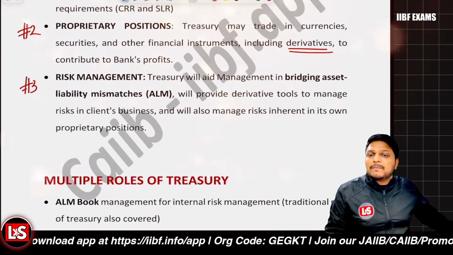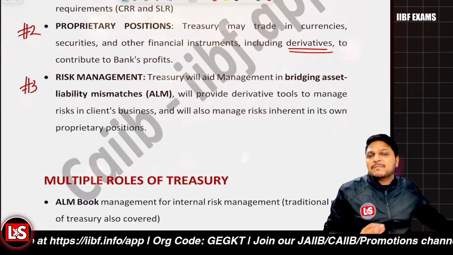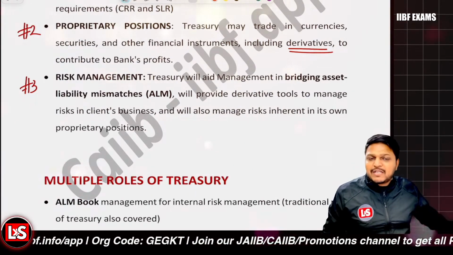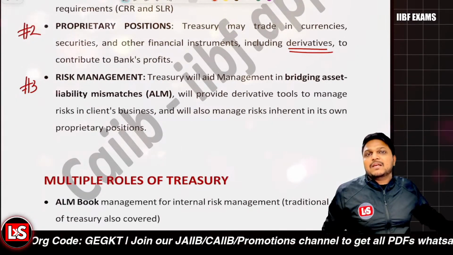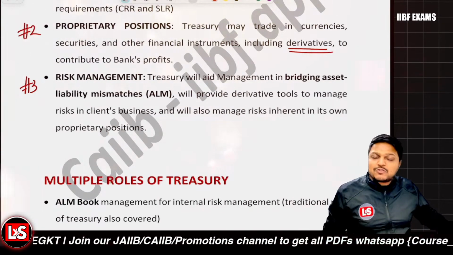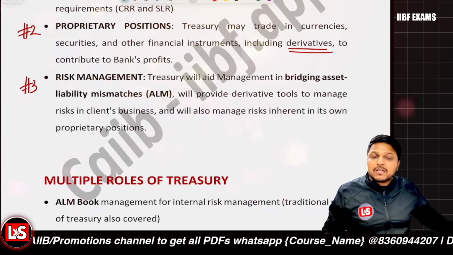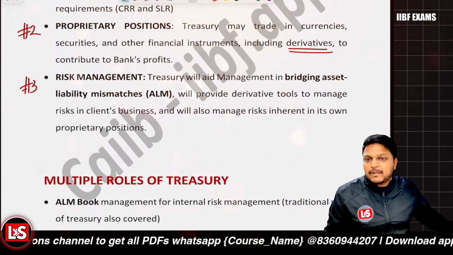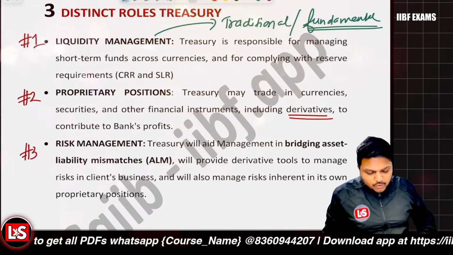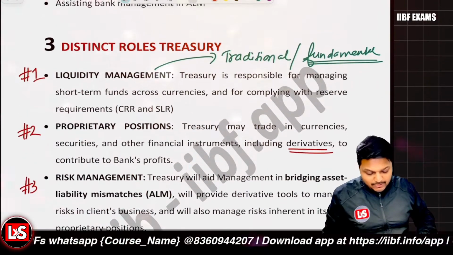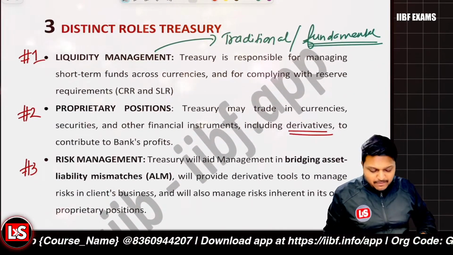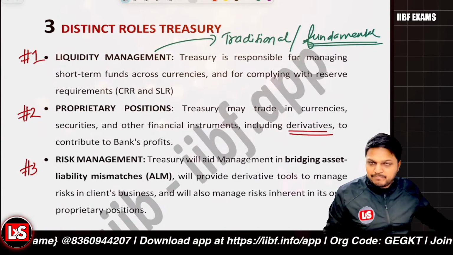And also you can provide proprietary risk management, for whatever proprietary positions you are taking, right? So you can invest into different instruments so as to hedge your own risk, for financial stability and for balance sheet strength. That can be done, right? So these are the main roles played by the treasury. Three distinct roles played by the treasury. Very important topic, right?